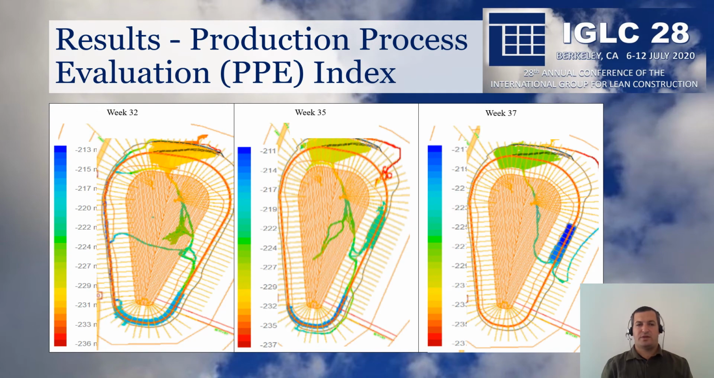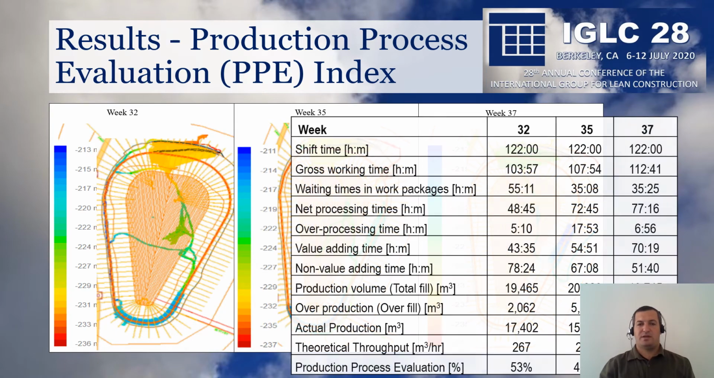In the case study, we addressed 3 weeks of production. As shown in the figure, we can see the working areas and the elevations. The PPE index, the production process evaluation index, indicated significant opportunities for improvements as the results were approximately 50%.